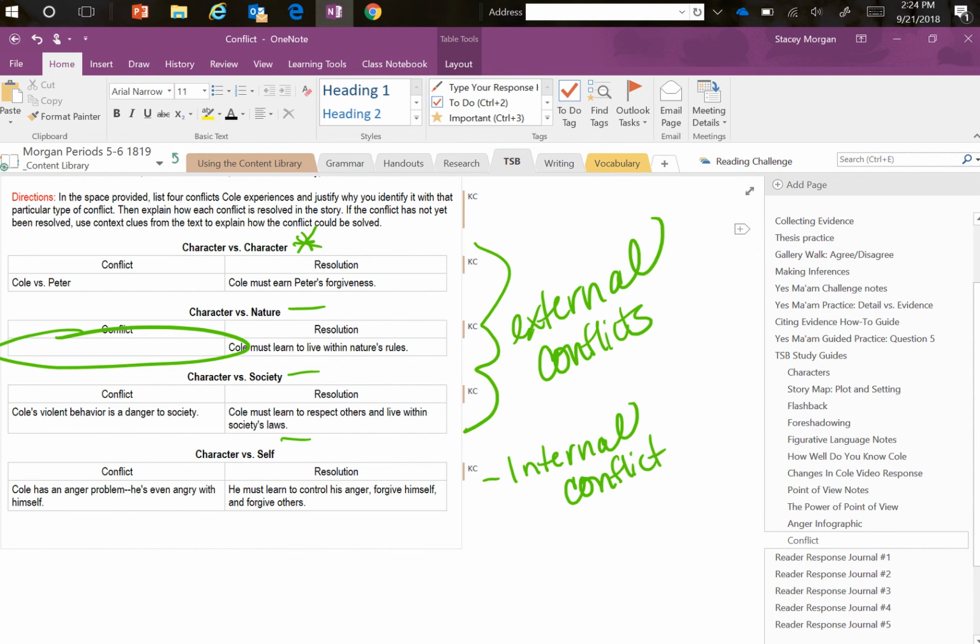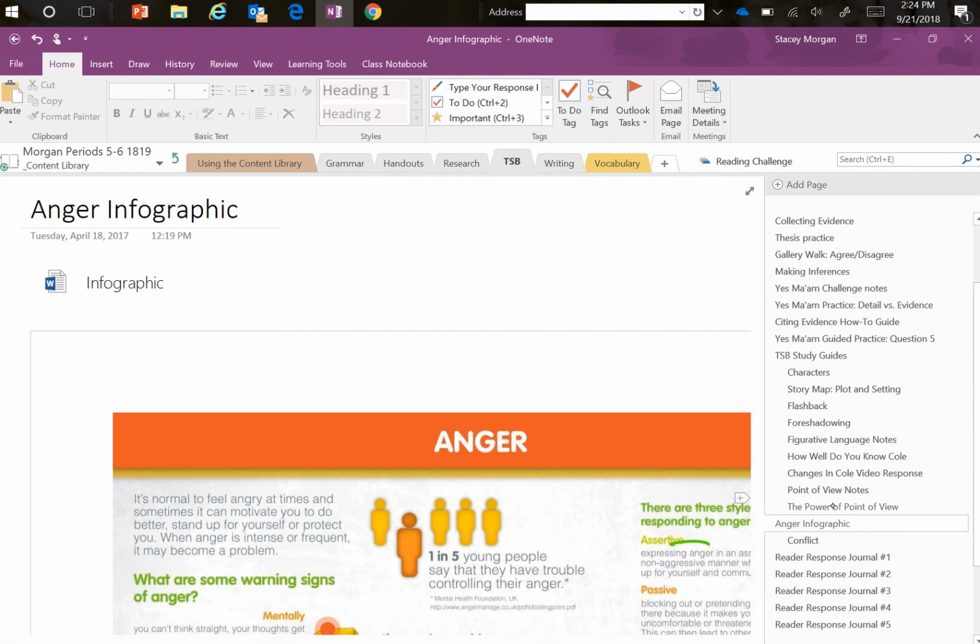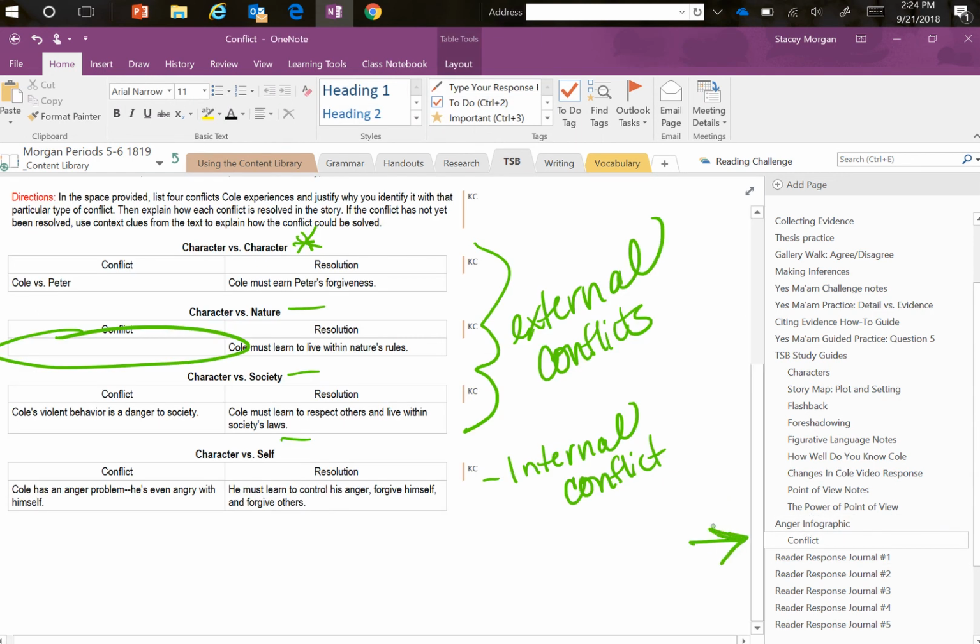All right, ladies and gentlemen, please fill this out in your own Touching Spirit Bear tab. It's called Conflict. It's this page right here. And again, this is a test question. So fill this out. Make sure all of your information is accurate. And if you need to see this document, it's actually in the content library of OneNote as well.